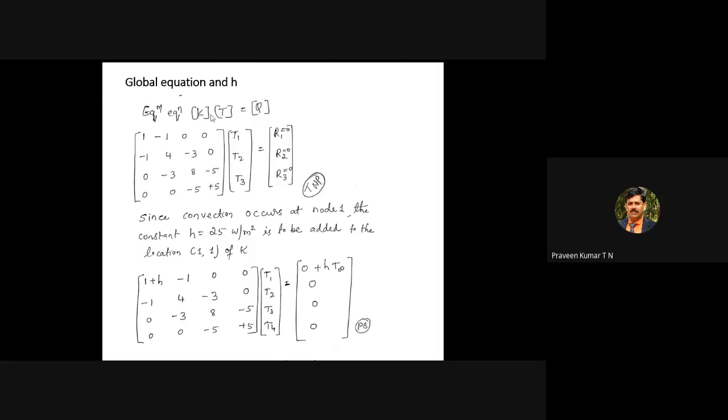Where we have KQ equal to F, but when you come to thermal equilibrium, we have KT equal to Q. K is the thermal conductivity matrix, the global thermal conductivity matrix. T is the temperature vector.